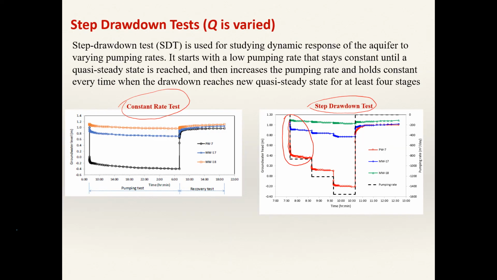What we do after that? We increase the pumping rate again. When we increase the pumping rate, again there is a significant drawdown. Again, the drawdown becomes constant. We increase the pumping rate again. Again, the drawdown becomes significant. Right? That is called the step drawdown test. So we increase the pumping rate step by step, then the drawdown also changes. All right. So that is called the step drawdown test. That is important for us to understand how the aquifer responds when we change the pumping rate.